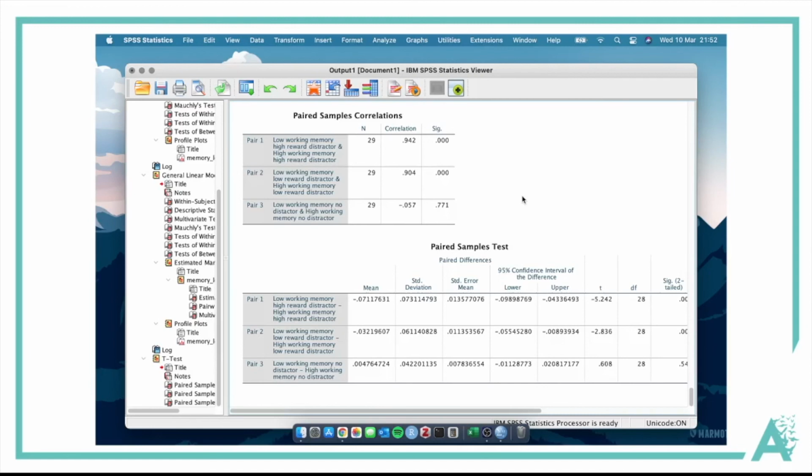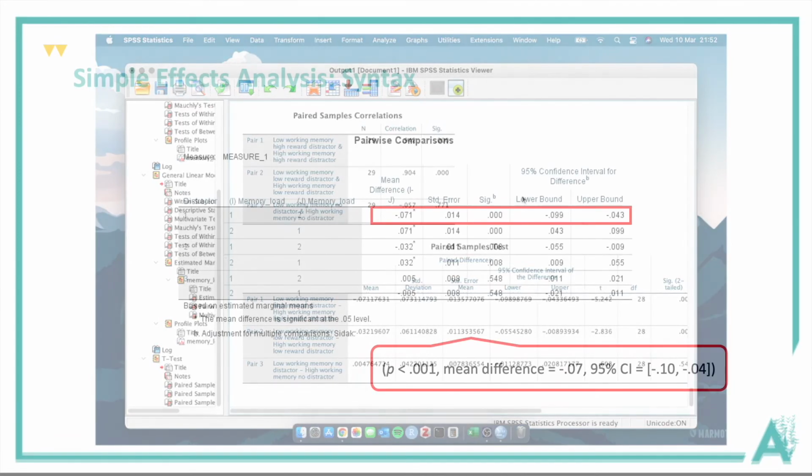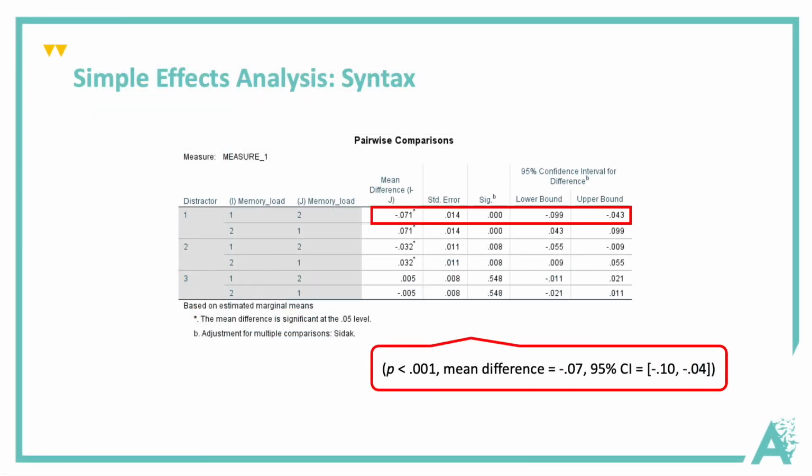We'll now break down the output for both of these methods to see how you can follow up a significant interaction. If you edit the syntax, we have each comparison of memory load for each level of distractor. Note the results are duplicated for each direction, so we only need the first row per distractor. For example, in the high reward condition, there were significantly more omissions in the high memory load condition than the low memory load condition. The benefit of using syntax is you can apply a correction for multiple comparisons. Here we applied the SIDAC correction. If you conduct your own t-tests, you would need to apply this yourself and change the alpha value.